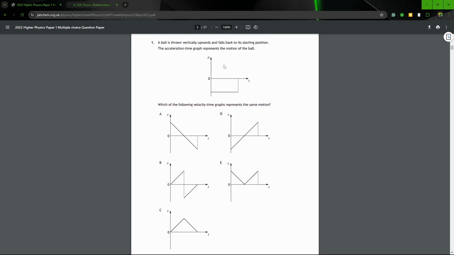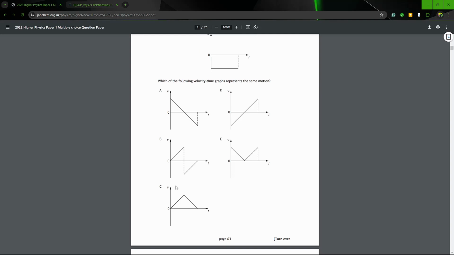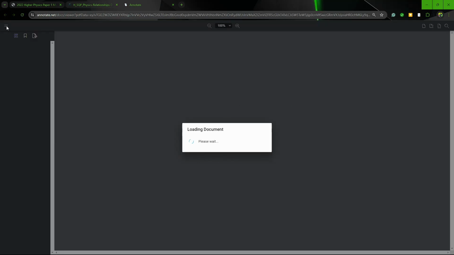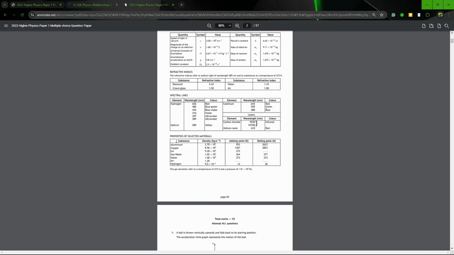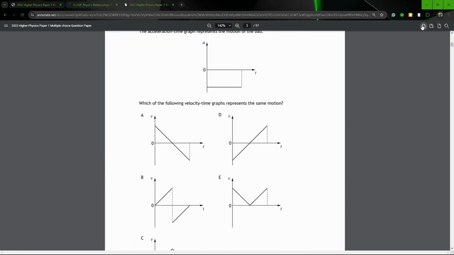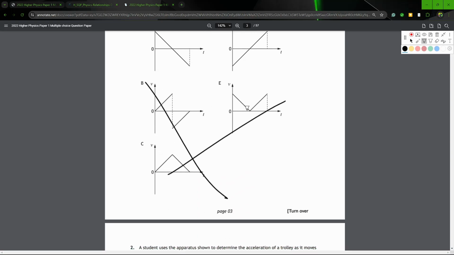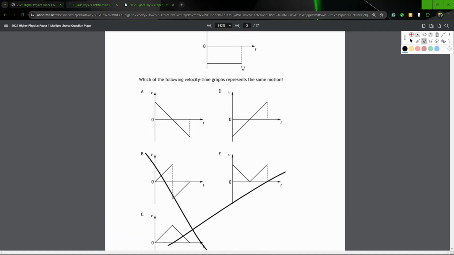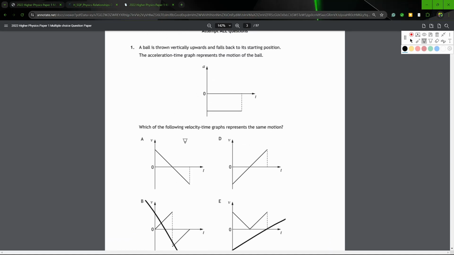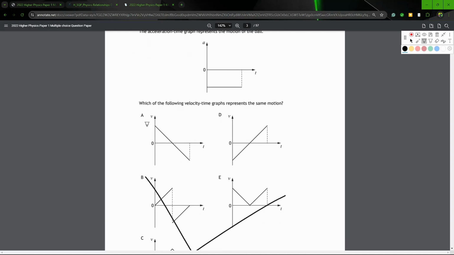Remember, acceleration is constant, it does not change. We're looking for a straight line with a constant gradient. Already I can see that most of these are quite rubbish, and I've forgotten to open this in annotate, which is a bad move on my part, but I'll continue on. As you can clearly see here, we can get rid of all these. They've all got lines that diverge and they change gradient. So you just move on to A and D. And if it's decelerating, then the velocity is going to go down, it's not going to go up. So it's got to be A.